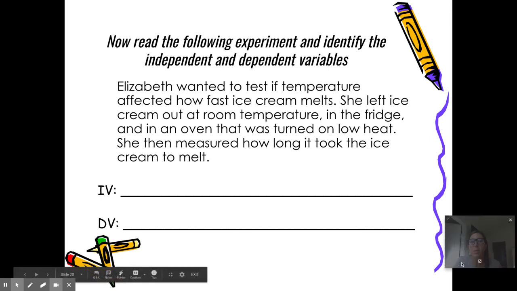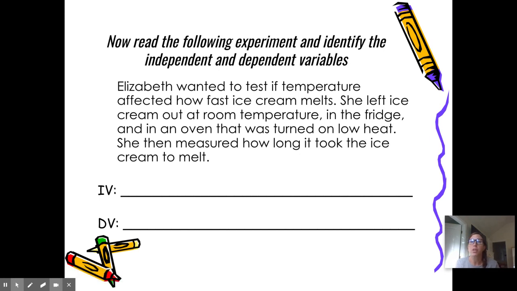Okay, now we have an experiment to read. Elizabeth wanted to test if temperature affects how fast ice cream melts. She left ice cream out at room temperature, in the fridge, and in an oven that was turned on low heat. She then measured how long it took the ice cream to melt. So what do you think is the independent variable, and what do you think is the dependent variable? Pause if you need to.